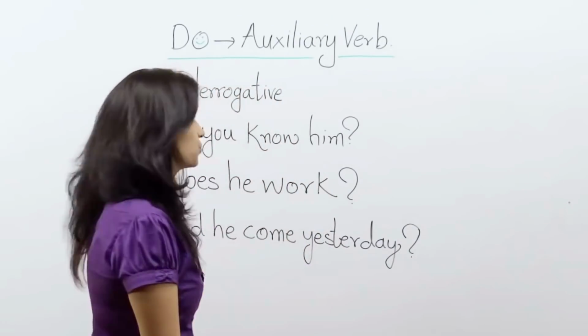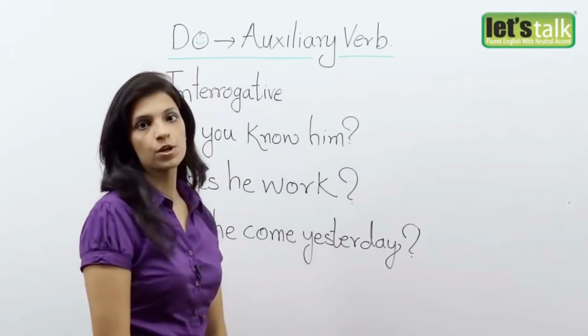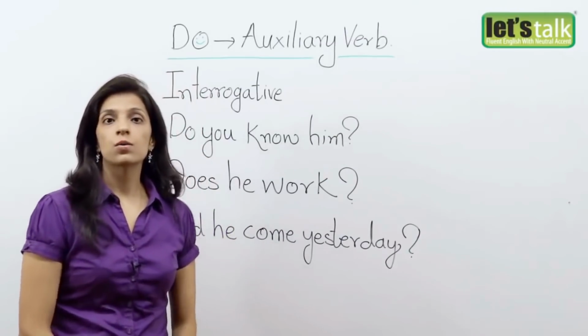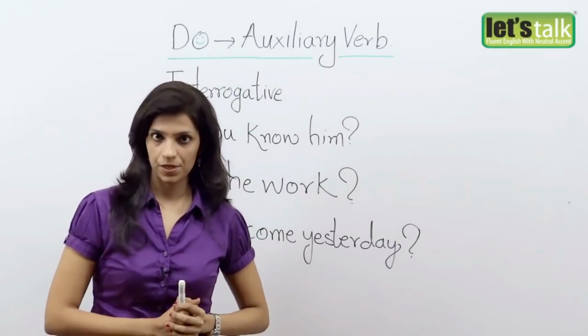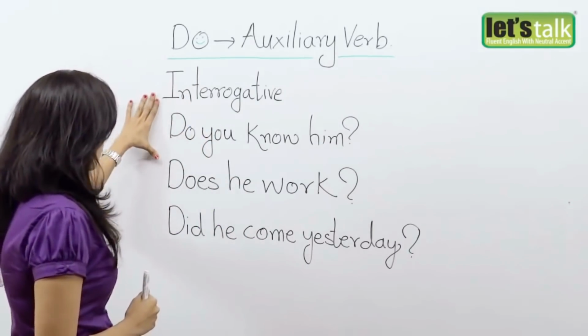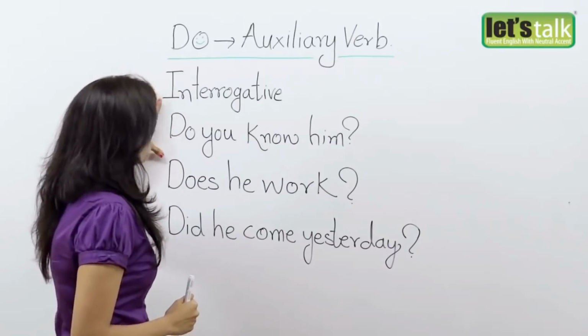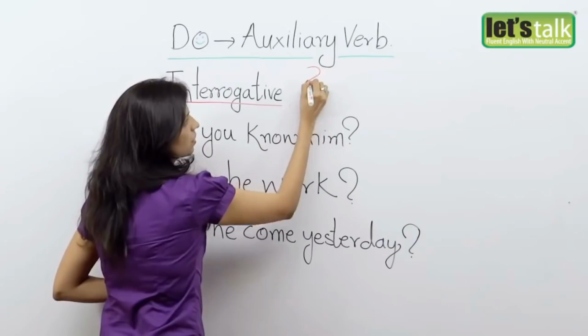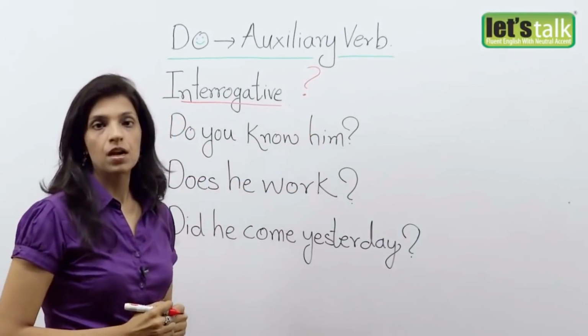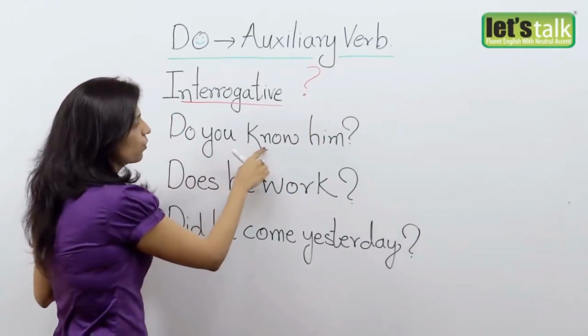Lesson, I'm going to teach you how to use the auxiliary verb do. Now, in today's lesson, you're going to learn how to use do, does and did. Okay. So, to use do, we use it in interrogative sentences. Interrogative means when you ask a question. For example, do you know him?